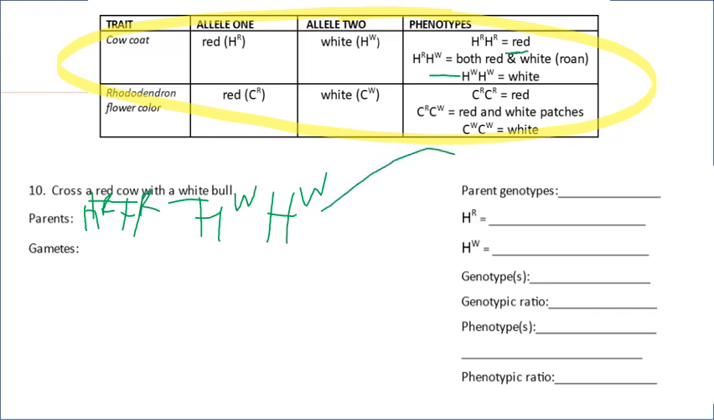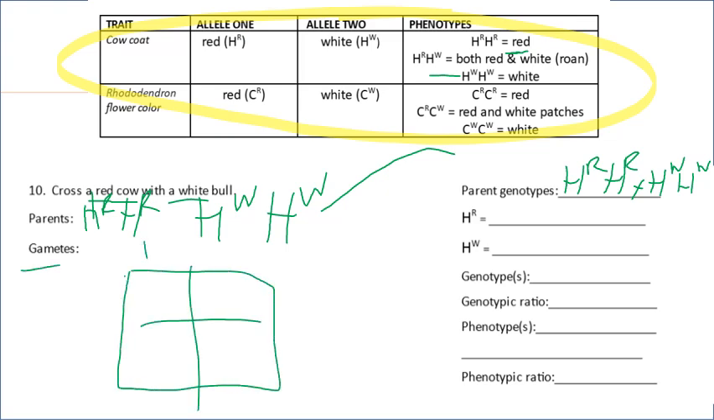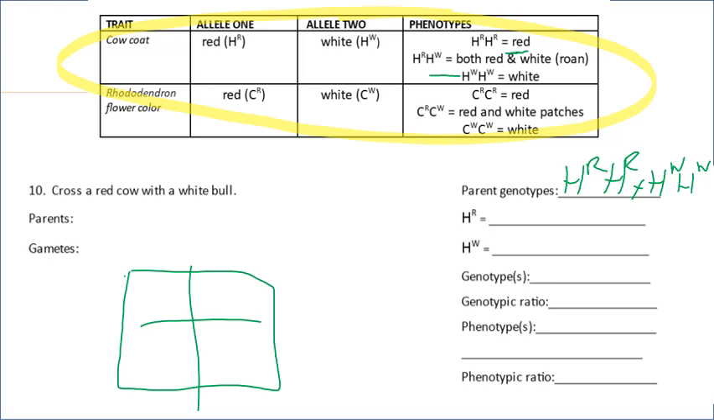So these would go over here then. HR is the mother, and HW is the father. When it says gametes, that's referring to the Punnett square that we're going to make. So HR. Let me clean this up a little bit here. It's kind of getting in the way of things. There, it's a little easier for me.